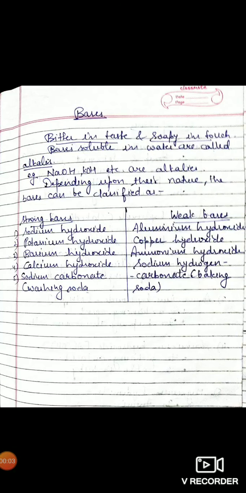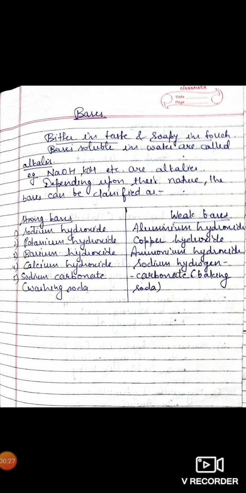Today I am going to explain to you the next topics of the chapter, which are bases and acid base indicators. Firstly, I will explain about the bases. The substances which are bitter in taste and feel soapy when we touch them, meaning they have a soap-like texture, are called bases.